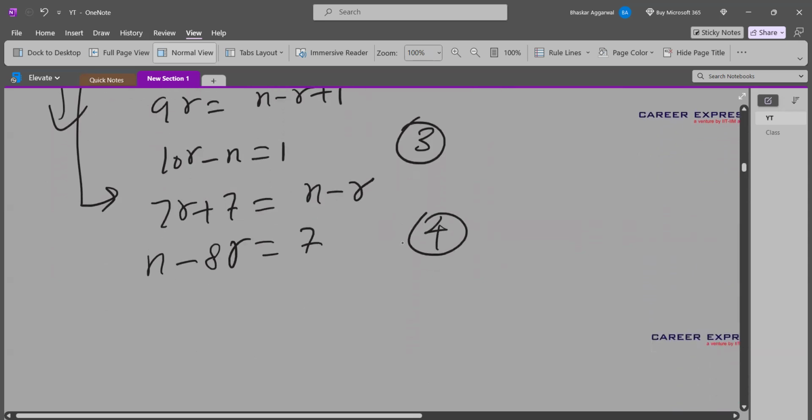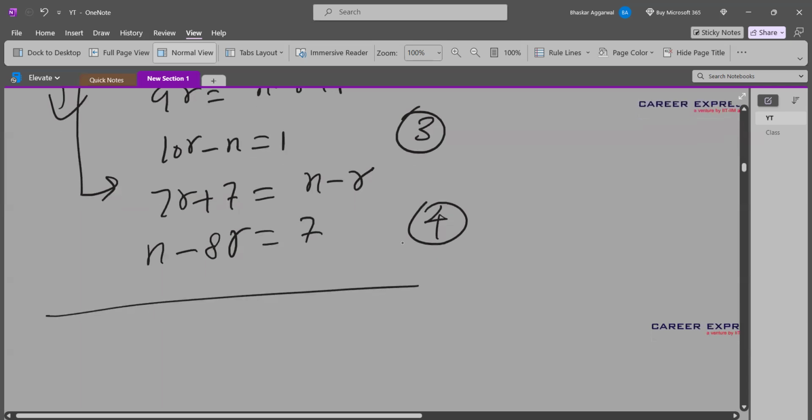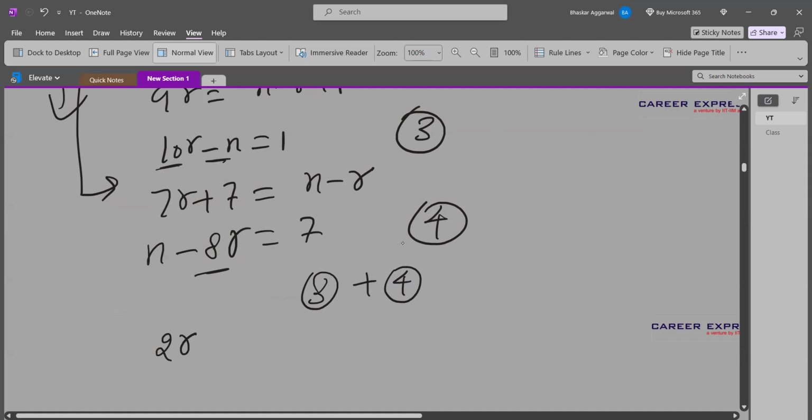If I add both the equations, n will get cancelled and I will only have r. So if I add equation 3 and 4, so 10r and 8r, that will be 2r, minus n plus n, they will cancel. And here it is 1 and 7, so that is 8. So we'll get r equal to 4.